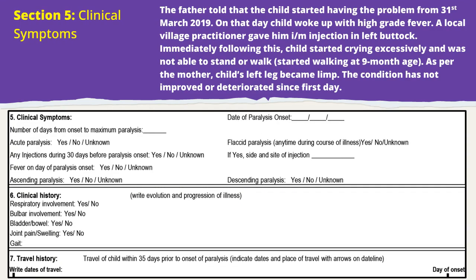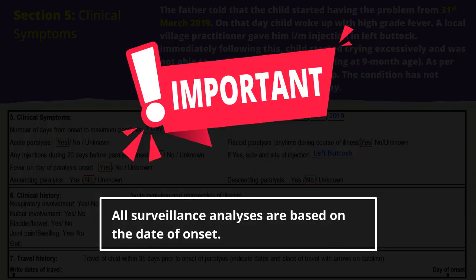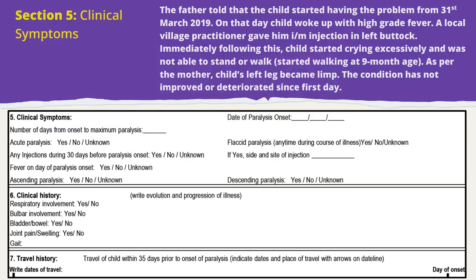Section 5 is on the clinical symptoms. Fill the number of days from onset to maximum paralysis, type of paralysis like acute, flaccid, ascending or descending, as well as any history of injections during 30 days before paralysis onset. Date of paralysis onset is 31st March, and this is the most important date for all the epidemiological analysis.